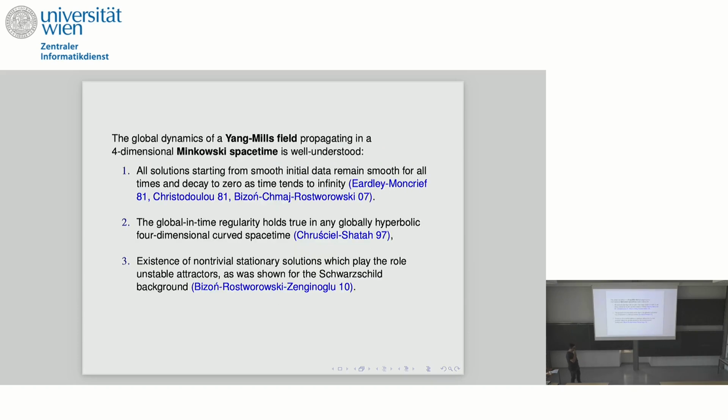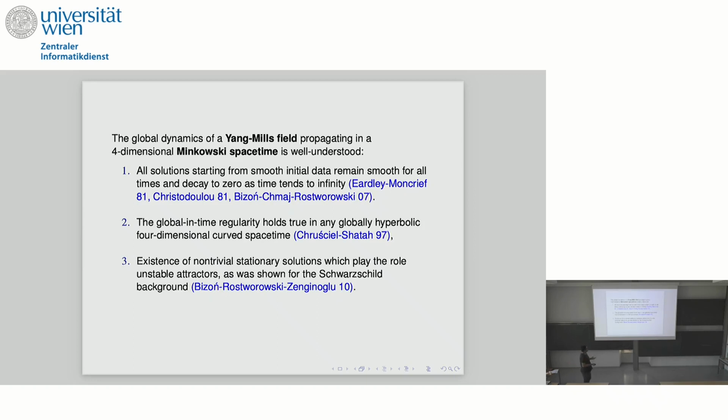So first of all, the setting of our problem, the background, let's say, is Yang-Mills fields propagating in a sort of black hole, right? But before going to the black hole dynamics, I would like to mention what is known for the case of the Minkowski background, right?